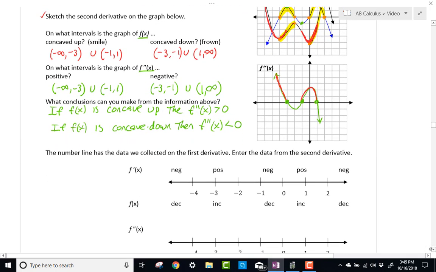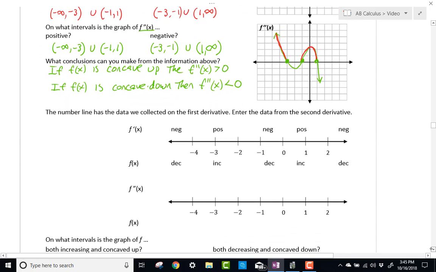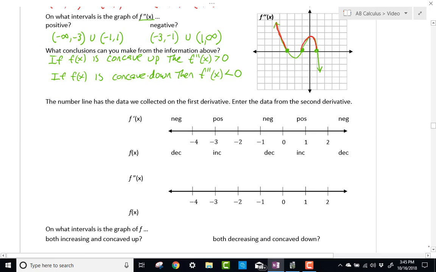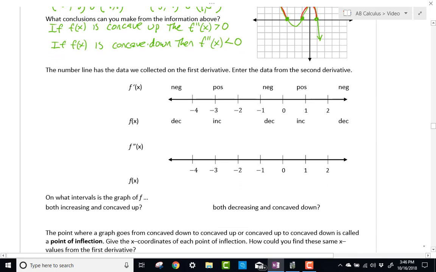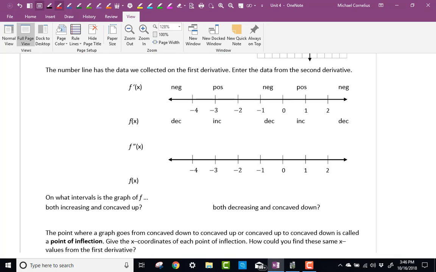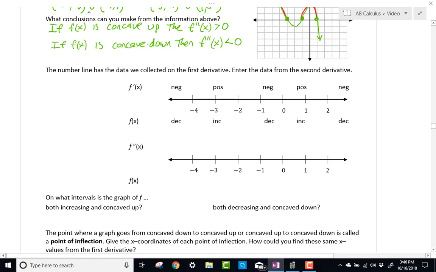All right? Now, take a look at your number line down here. The number line has all the data that we collected on the first derivative. I'm going to make some lines in here, and then I'm going to separate these lines. Actually, we'll stick with the green here. So f prime of x was negative, all right, from -infinity all the way up to -4.